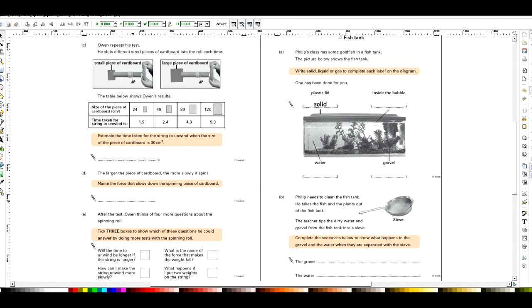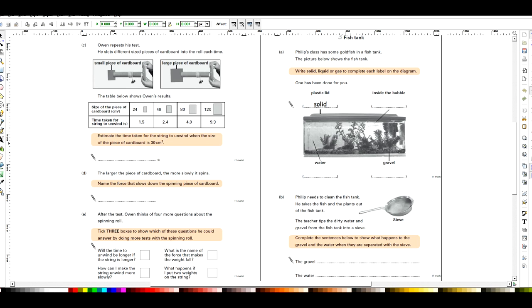Okay, question 2C. Owen repeats his test. He slots different size pieces of cardboard into the roll each time. The table below shows Owen's results. The size of a piece of cardboard: small, medium, big, and the biggest. Time taken for the string to unwind in seconds. So as the size of the cardboard got bigger, the time to unwind also got bigger.